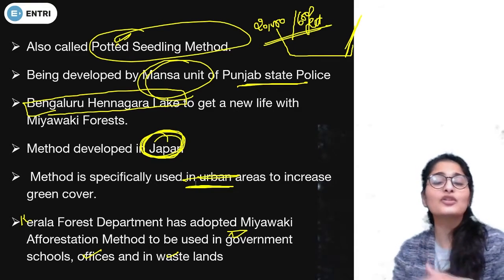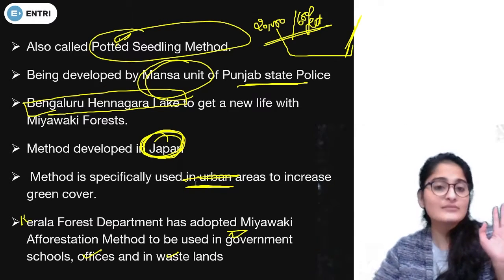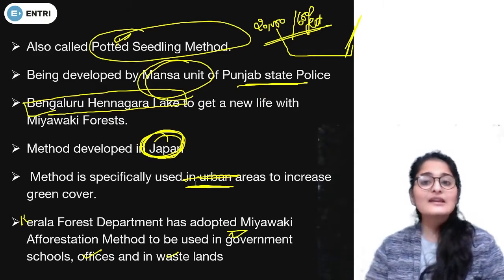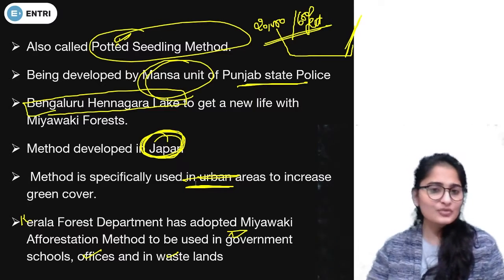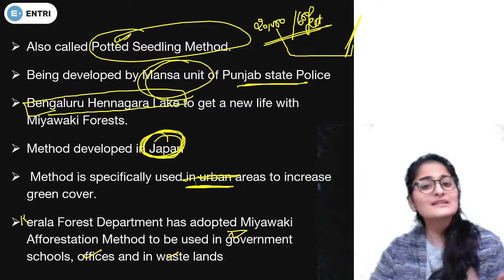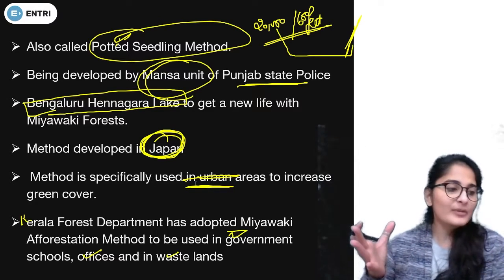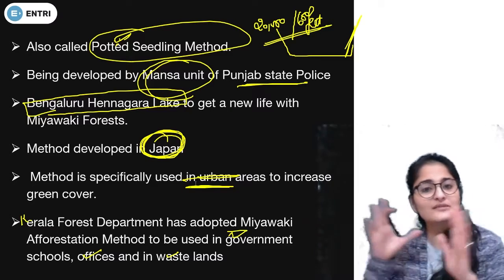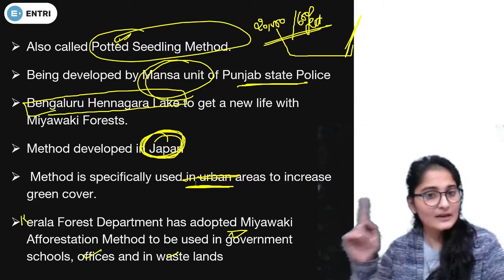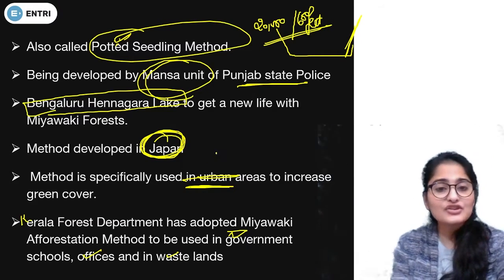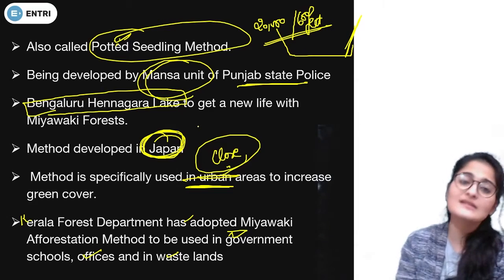The method has been developed in Japan, and it is used in urban areas to increase the green cover, because this method can be implemented even in your backyard. So even kitchen gardens can be turned into mini forests using this method. Therefore, urban afforestation can be very easily done using this method. Normally we take about 200 to 300 years to develop a forest. With this method, only 20 to 30 years are required, and it gives very positive results, right?